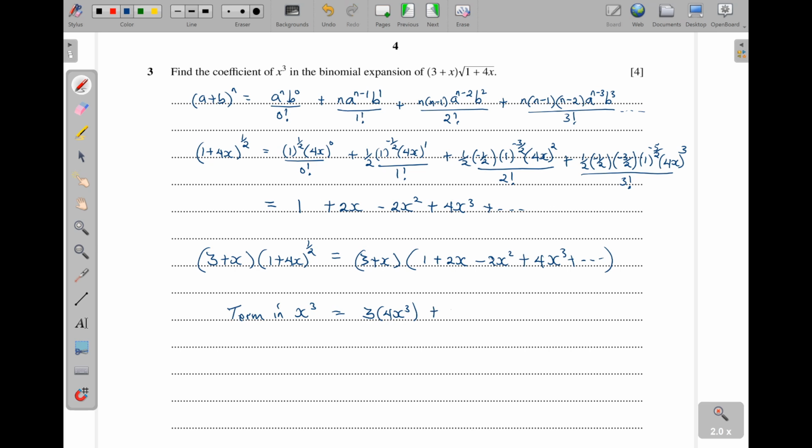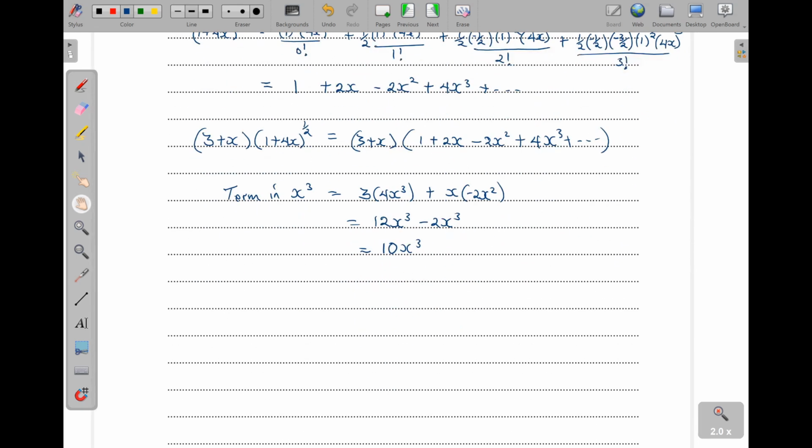So I will say plus, then x times negative 2x squared. So this one will give us 12x cubed minus 2x cubed. And of course, this one will give us 10x cubed. And they want the coefficient of x cubed, which is 10.